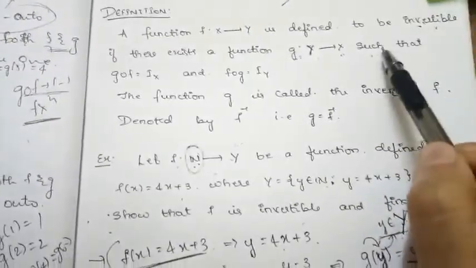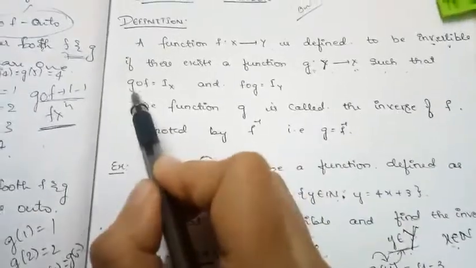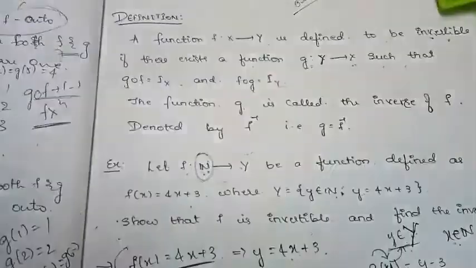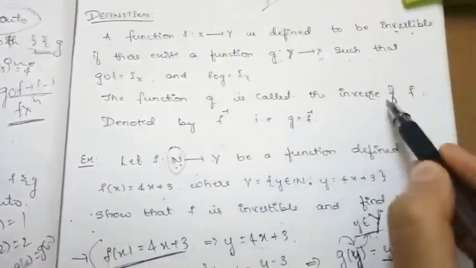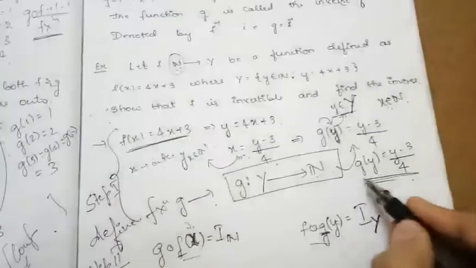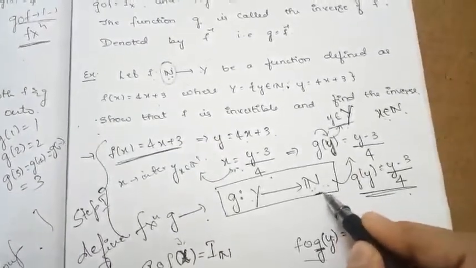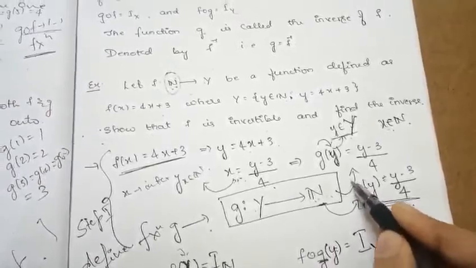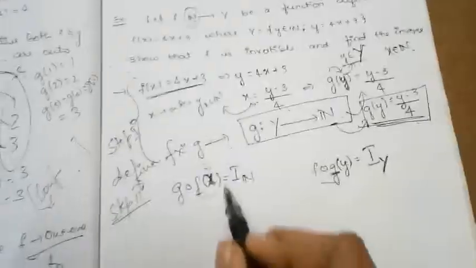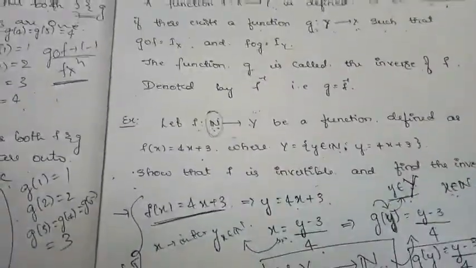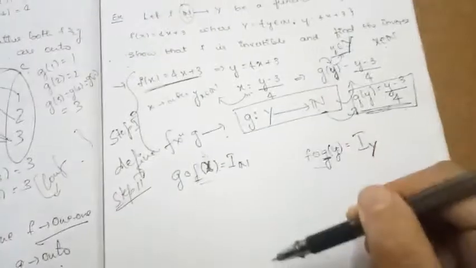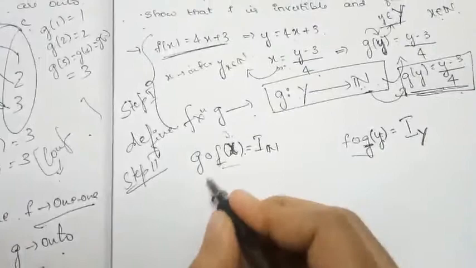If we prove these two, what they are saying is: g from Y to X such that g∘f is equal to I_X and f∘g is equal to I_Y. If we prove these two conditions, then the function g is called the inverse of f, and this is nothing but the inverse g of y. It is denoted by f inverse. So let us solve this problem completely, and at that time you will get to know each and every statement here properly.